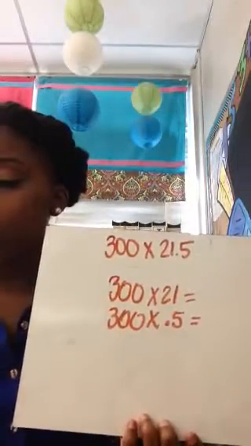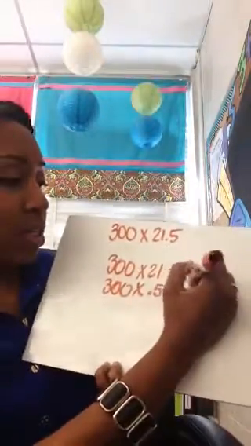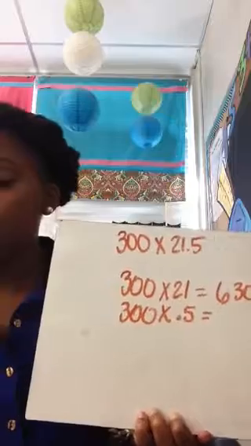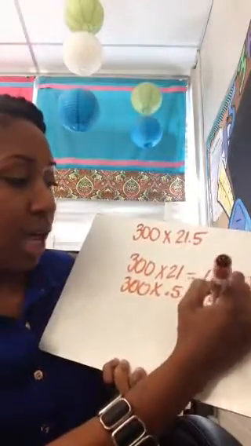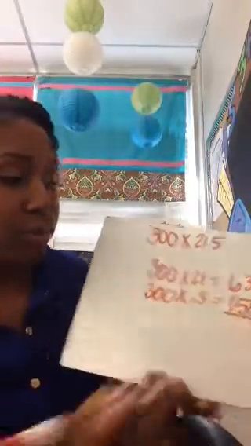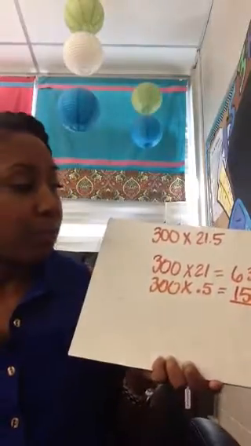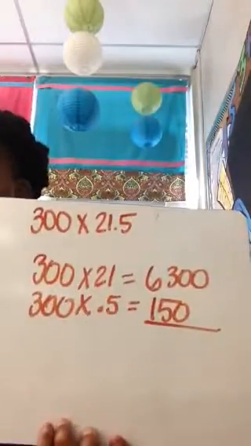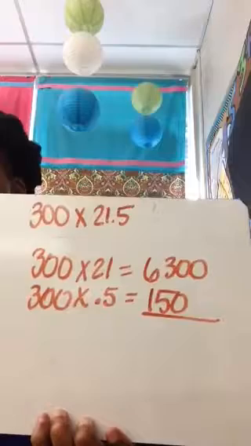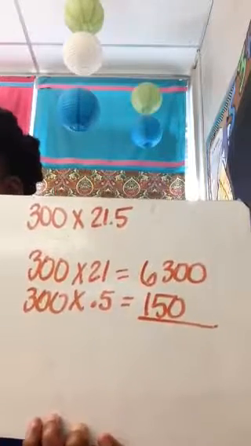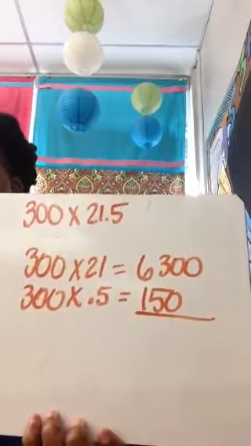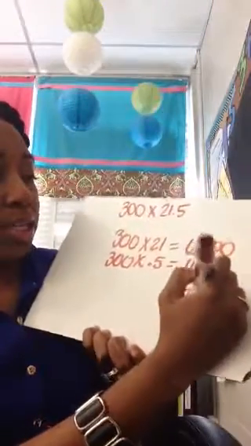So we have 300 times 21. That gives us 6,300. And then we have 300 times 5/10, and that gives us 150. So you take those two partial products, you add them up together, 6,300 plus 150, and you get 6,450.